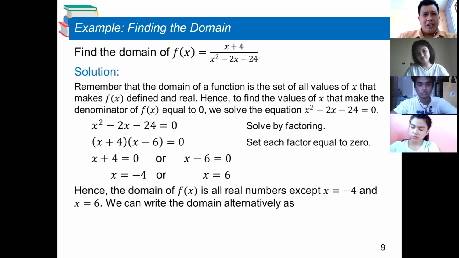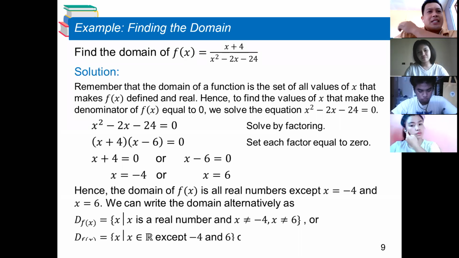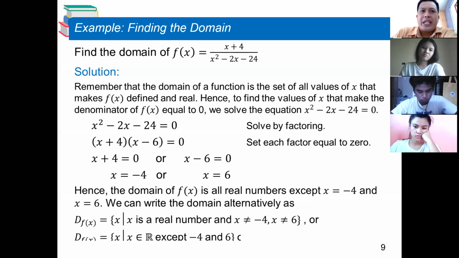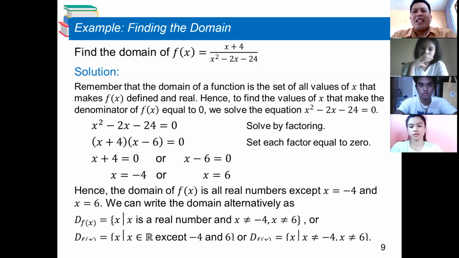Okay, so how are we going to do that? You can say the domain of your function f is equal to the set of values of x such that x is a real number and x is not equal to negative 4 and also x is not equal to positive 6. Or the set of values of x such that x is a real number except negative 4 and 6. Or the most favorite of them all, the domain is all values of x such that x is not equal to negative 4 and not equal to 6.